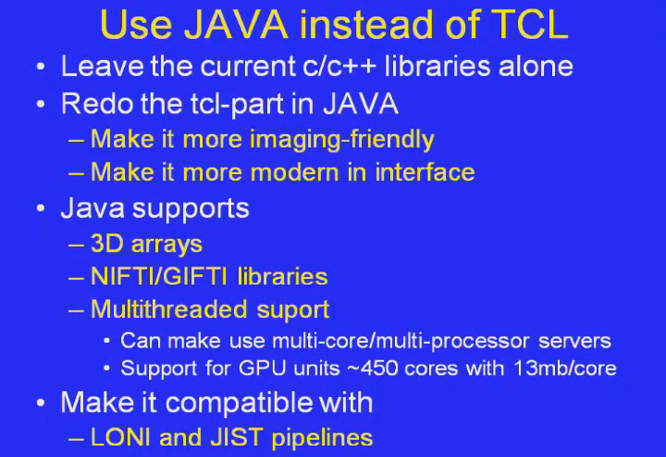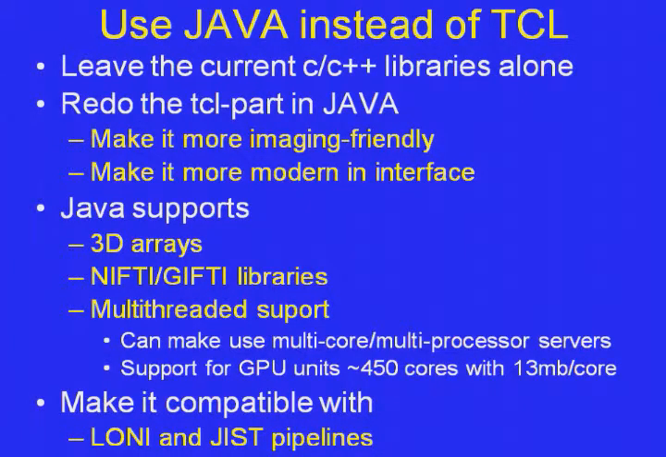So if we were to redo the TCL part in Java, we can make it a lot more imaging analysis friendly and make the interface a bit more modern, while leaving the TCL part completely alone. Java obviously supports three-dimensional arrays, it supports NIfTI and GIfTI libraries, and more importantly, it's natively multi-threaded, so it can make more efficient use of multi-core and multi-processor servers.